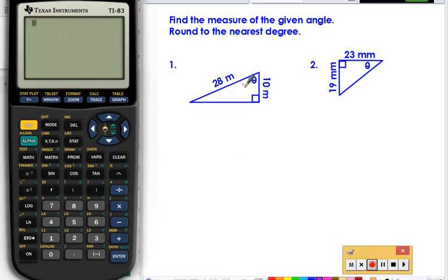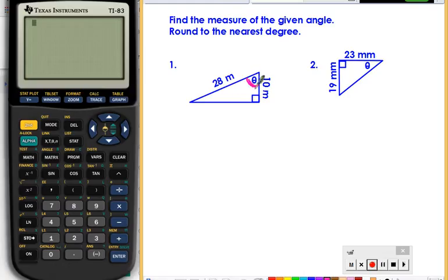Okay, now that you know how to put this in your calculator, we should be able to find the measure of an angle if we know two sides. We already know that if we have two sides of a right triangle, we can use the Pythagorean theorem to find the third side, but we can use the trig functions if we know two sides to find the missing angle. Just like all the other problems that we've done this week, the first thing you have to do is figure out if we're going to use sine, cosine, or tangent.